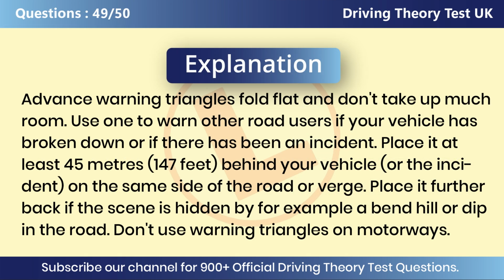Advance warning triangles fold flat and don't take up much room. Use one to warn other road users if your vehicle has broken down or if there has been an incident. Place it at least 45 meters, 147 feet, behind your vehicle or the incident, on the same side of the road or verge. Place it further back if the scene is hidden by, for example, a bend, hill or dip in the road. Don't use warning triangles on motorways.